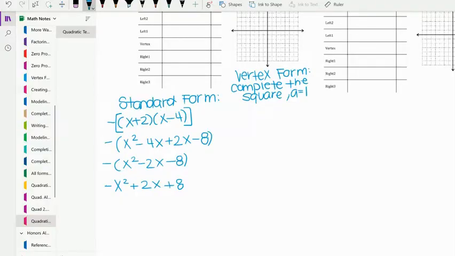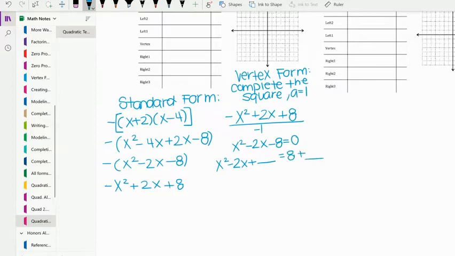So then we're going to write out the equation. We get -x squared plus 2x plus 8. So we have to divide by -1 to make a equal to 1. When we do that, we get x squared minus 2x minus 8. And I'm going to go ahead and make this equal to 0. Then we want to move that c value to the other side. So I'm going to put plus blank on both sides because we're going to come up with a new c value. Then we make our square to complete.